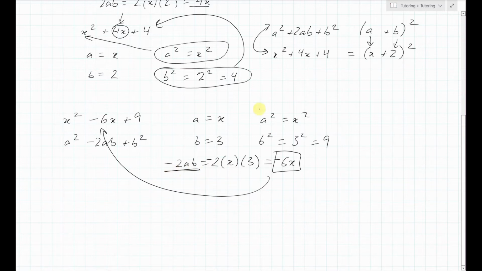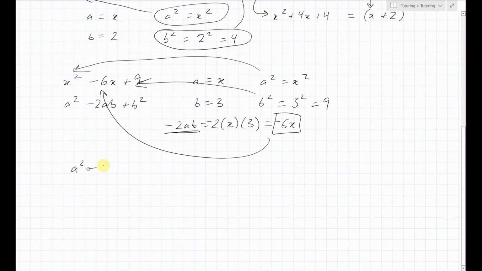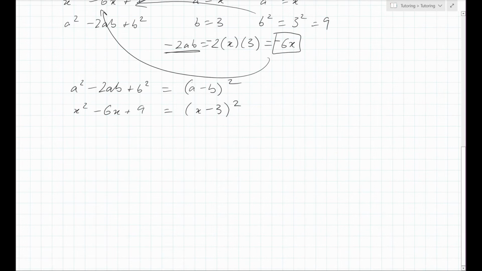We have an a squared, which is the x squared, and then we have a b squared, which is the 9. We know the shortcut a squared minus 2ab plus b squared equals (a minus b) squared. So we can say that x squared minus 6x plus 9 equals (x minus 3) squared. And then our last one.